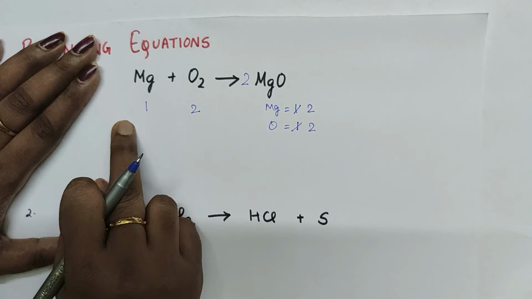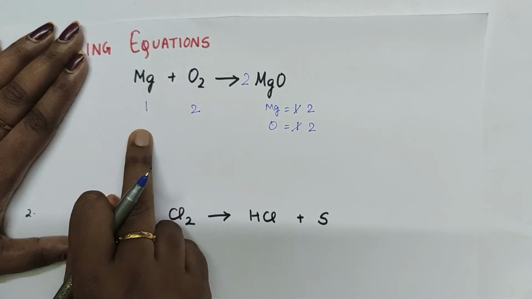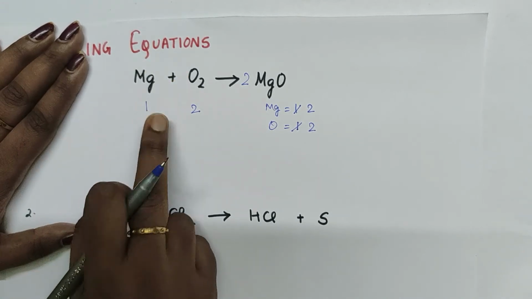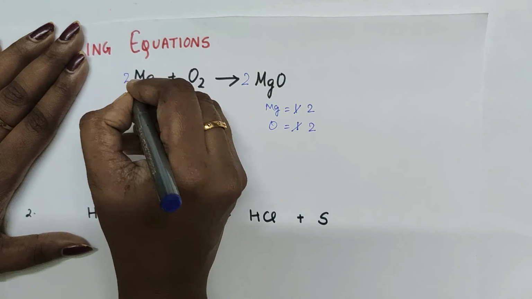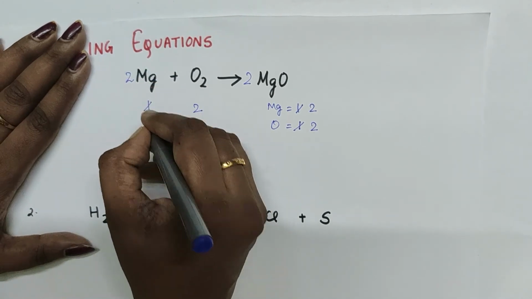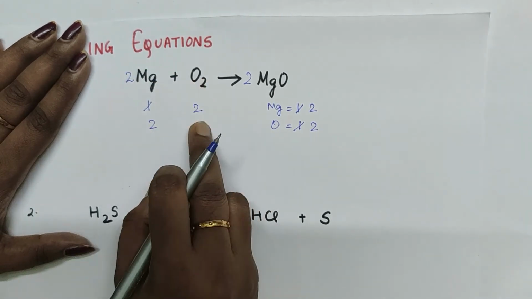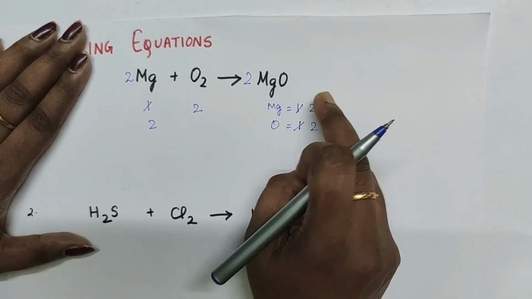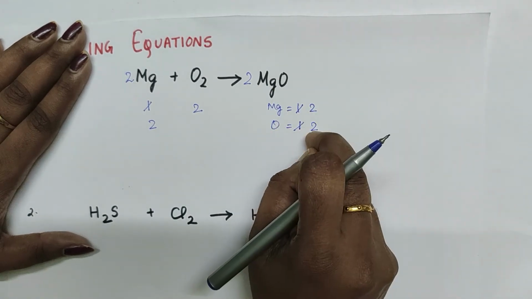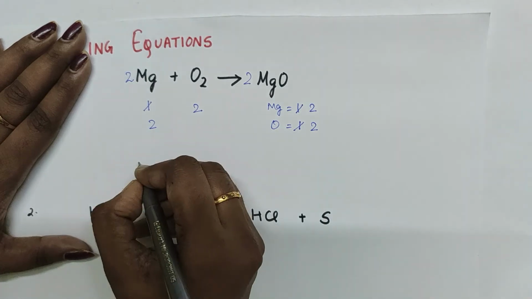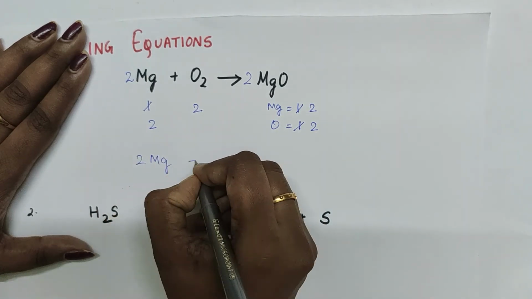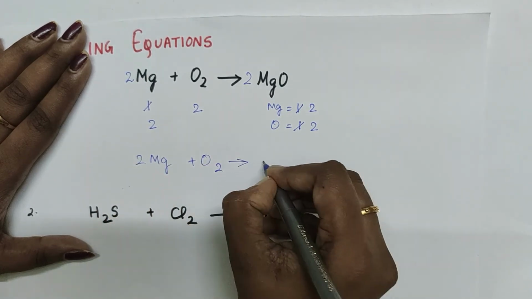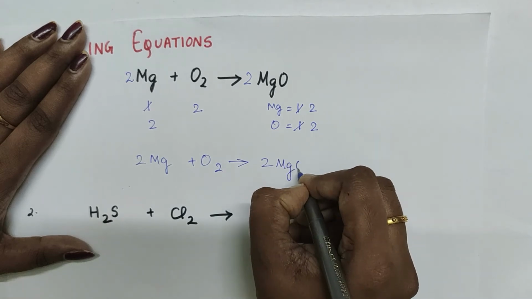But now if you see again, magnesium becomes unbalanced on the reactant side, so I can put a 2 in front of the magnesium. So now the magnesium is 2 and oxygen is 2, and on the reactant side also 2 magnesium and 2 oxygen atoms. So this becomes a balanced equation: 2 Mg plus O2 gives 2 MgO.